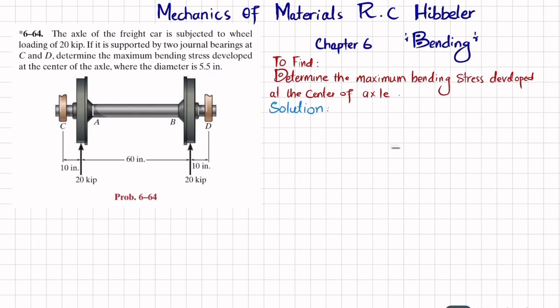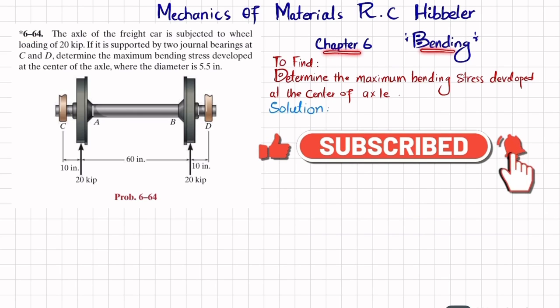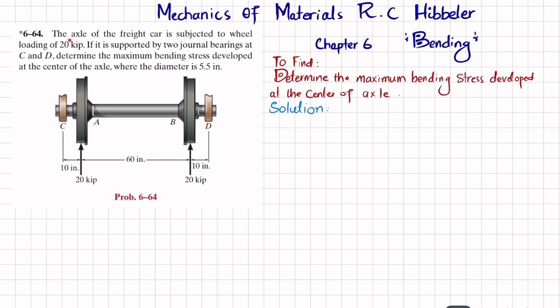Welcome back. Problem 6-64. This problem is taken from chapter number 6, that is bending, and the book name is Mechanics of Materials by R.C. Hibbeler. Statement: the axle of a freight car is subjected to wheel loading of 20 kips. If it is supported by two journal bearings at C and D, determine the maximum bending stress developed at the center of the axle, where the diameter is 5.5 inch.